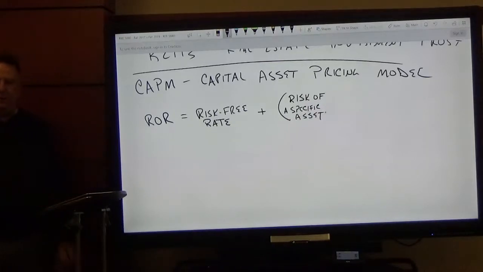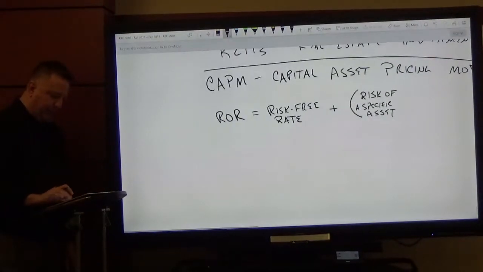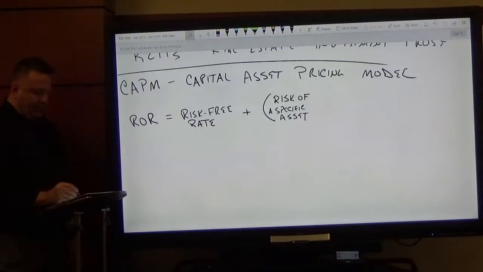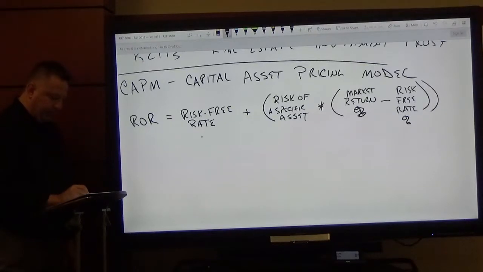I'm trying to write this out instead of using all the little abbreviations they use in the textbook and other places, so you have a sense of what it is. So we have the risk of a specific asset, times the market return percent, minus the risk-free rate, which is also a percentage. So over here, this is a percent. This is not a percent. This is more like a factor.